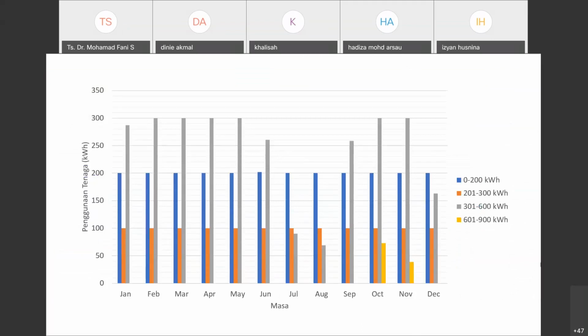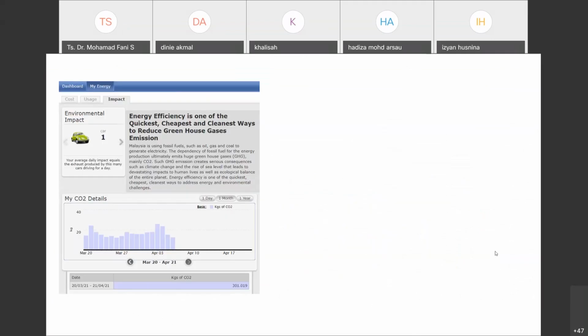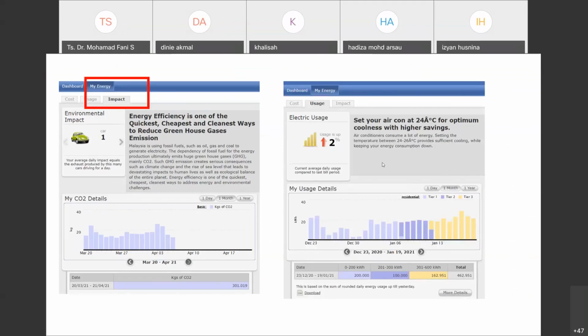Okay, this slide shows the performance for the 12 months of data, from January to December, and the impact for the CO2. Click usage, and you can get 1 year, 1 month, and 1 day. You can download all the information here and transfer it to Excel.